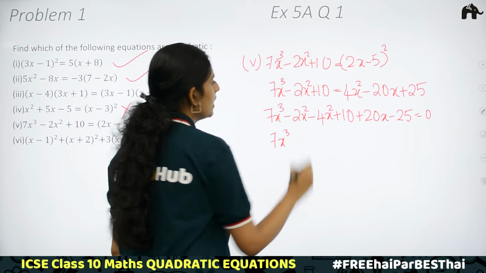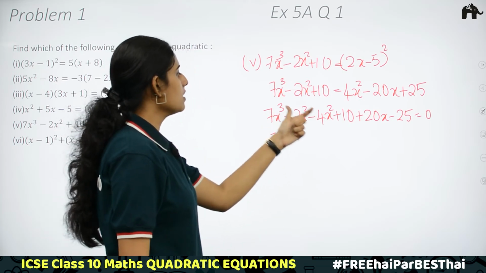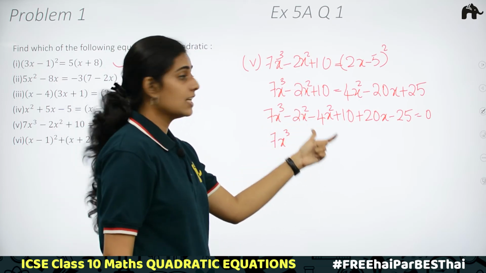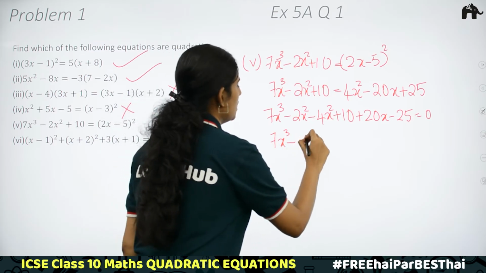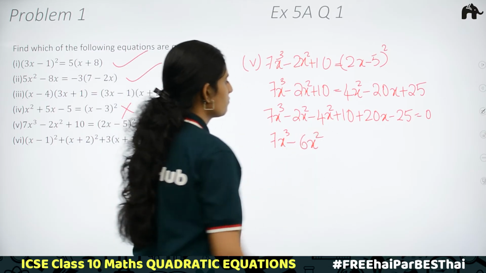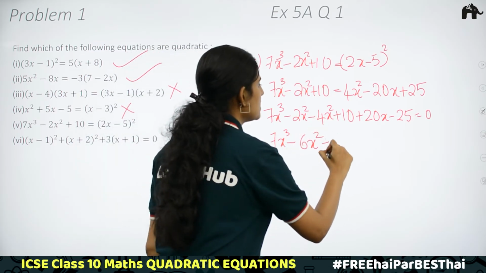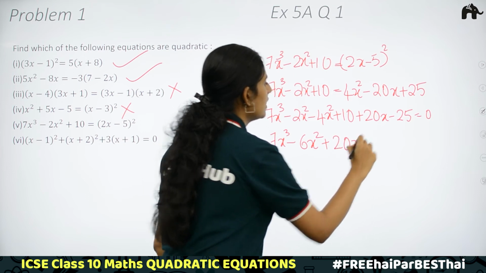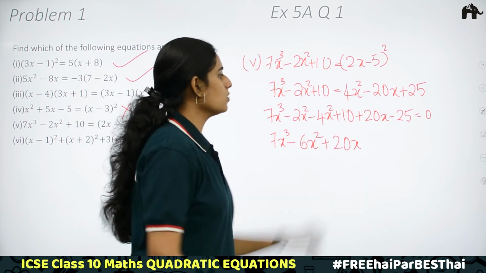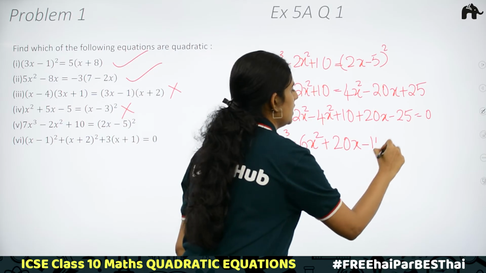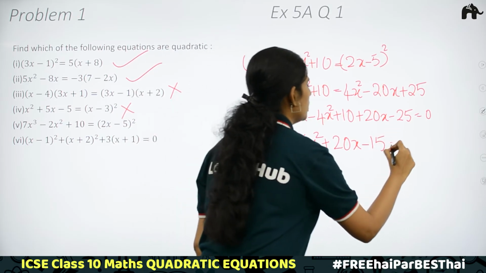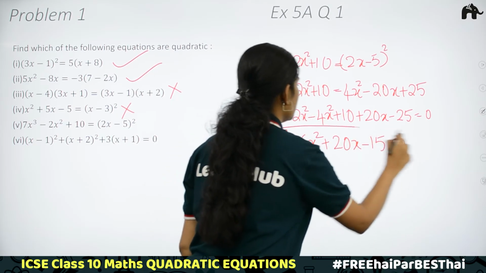7x cube minus 2x square minus 4x square is minus 6x square. Minus 6x square plus 20x plus 10 minus 25, that is minus 15, is equal to 0. This is our final expression.